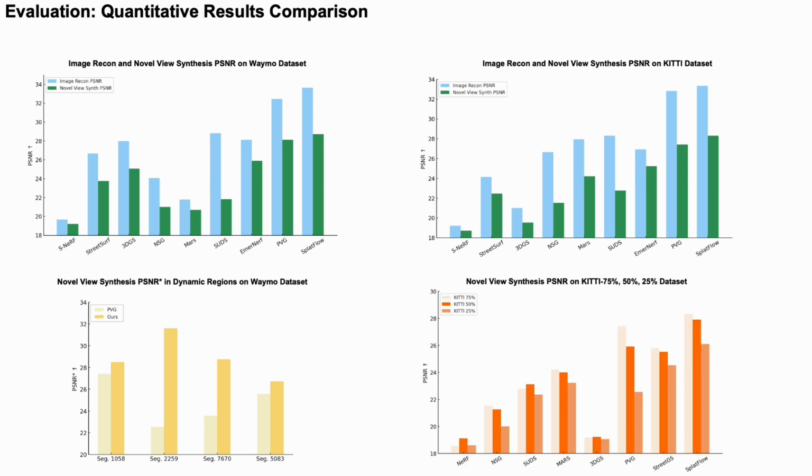The bottom right graph evaluates PSNR for novel view synthesis on the Kitty dataset under different training data sizes. We compare performance across multiple train and test splits. SplatFlow consistently achieves the highest scores and maintains stable performance as training data decreases, demonstrating strong generalization and making it highly effective even in data-limited scenarios.